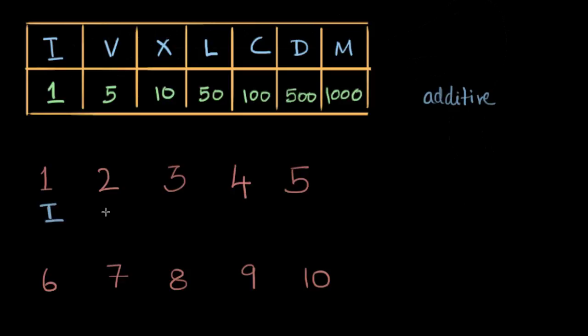And then 2, I need 2 ones, and I just have to write them next to each other, so it's II. And 3 is going to be III. 4 is going to be IIII. Right, 3 I's for 3, 4 I's for 4. But then it turns out that this is not how we do it, at least not anymore. So I'm going to put 4 as controversial. We're going to talk about 4 more.